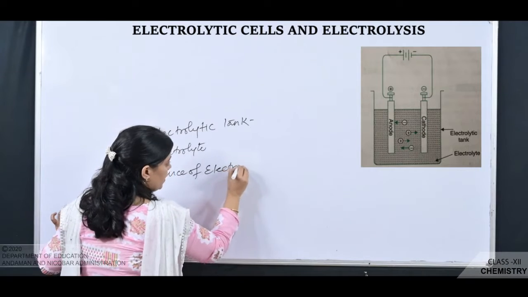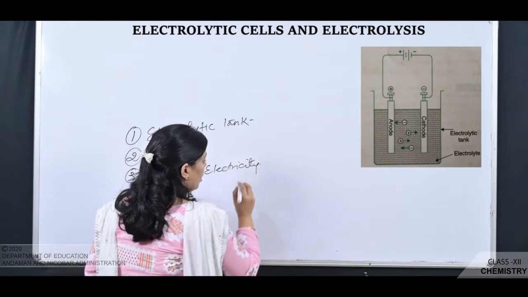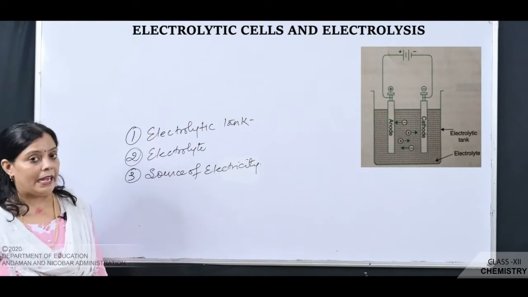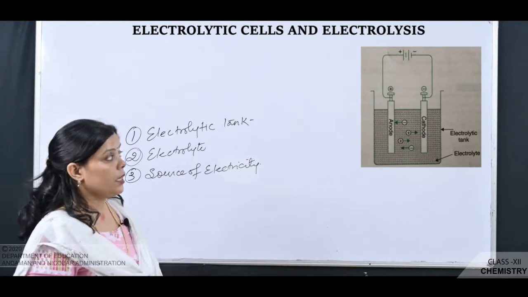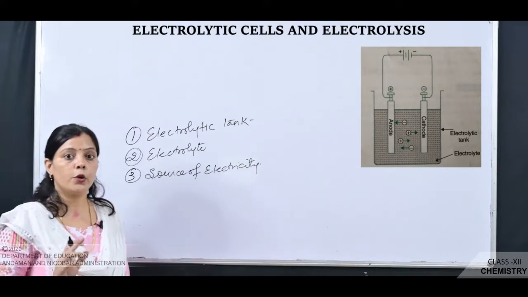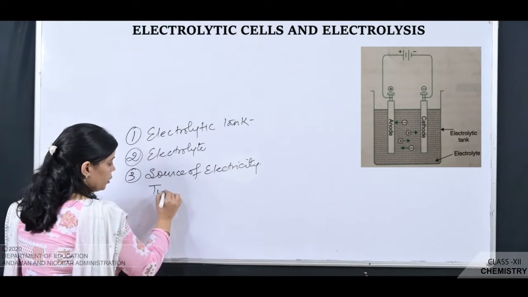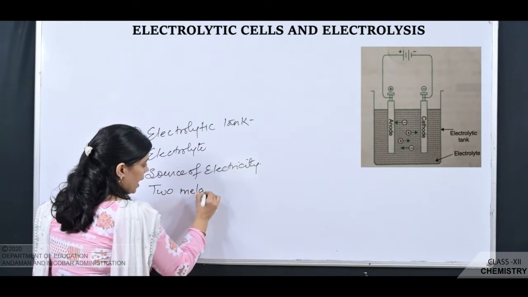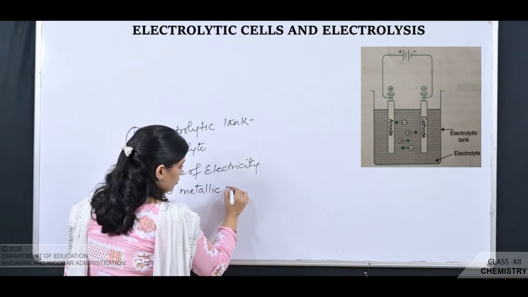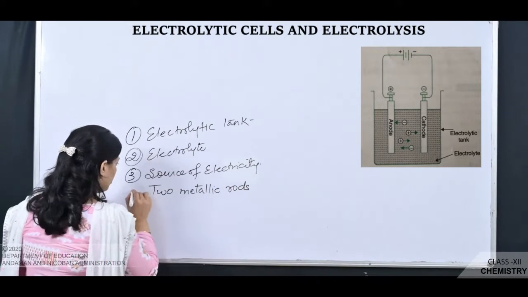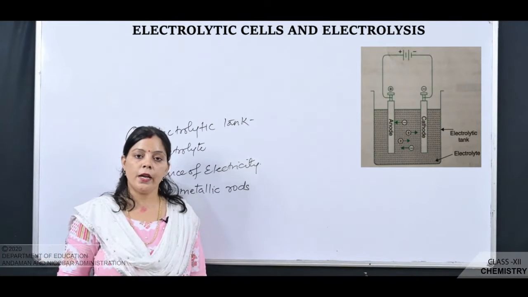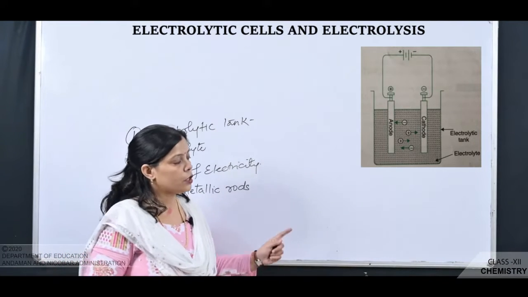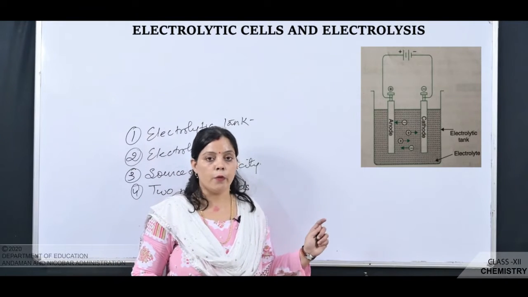And this source of electricity may be a battery or an electrochemical cell. Here, students, in the picture you see that this electrolytic cell consists of two metallic rods. The two metallic rods are acting as the electrodes, one is the cathode and another one is the anode. The two metallic rods are suspended in the electrolyte and connected to a battery through conducting wires.